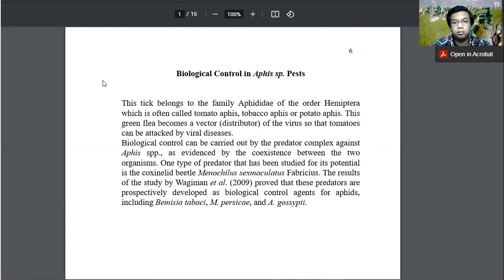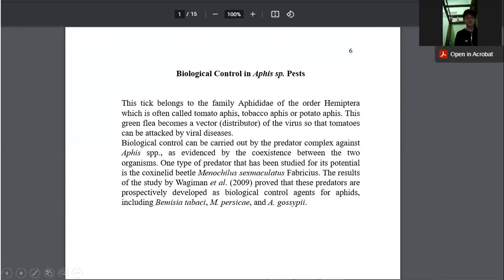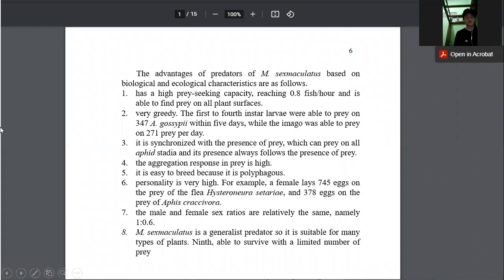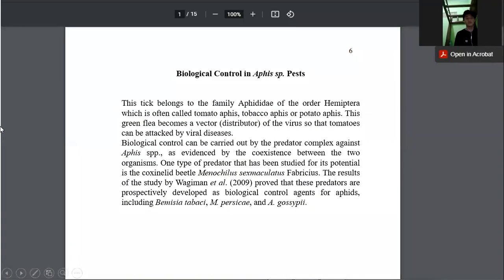Okay, next is biological control of Aphis sp. pest. This pest belongs to the family Aphididae of the order Hemiptera, which is often called tomato aphid, tobacco aphid, or potato aphid. This green flea becomes a vector or distributor of viruses so that tomatoes can be attacked by viral disease. Biological control can be carried out by the predator complex against Aphis spp.